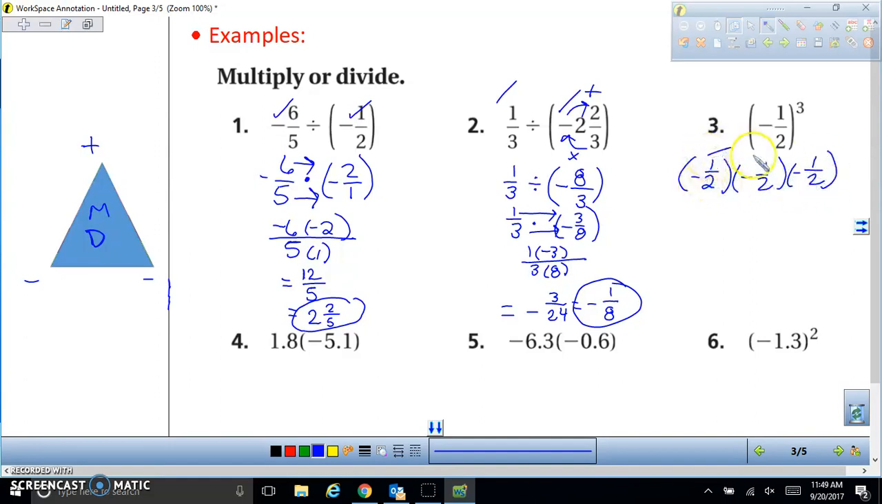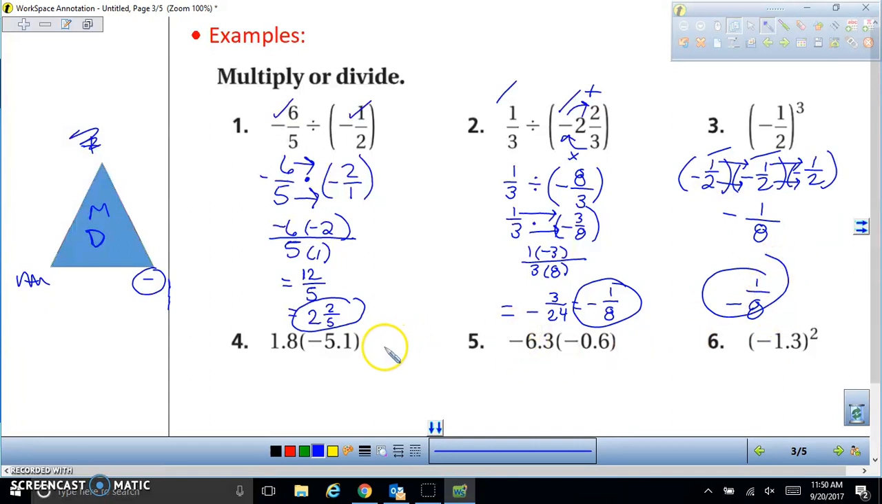Negative times negative is positive, and then positive times negative is negative. Positive times negative is negative. All right. Now we're just going to multiply straight across. 1 times 1 is 1. 1 times 1 is 1. 2 times 2 is 4. 4 times 2 is 8. Okay. And our answer is negative 1/8. And can we reduce this down? Nope. So there we go.